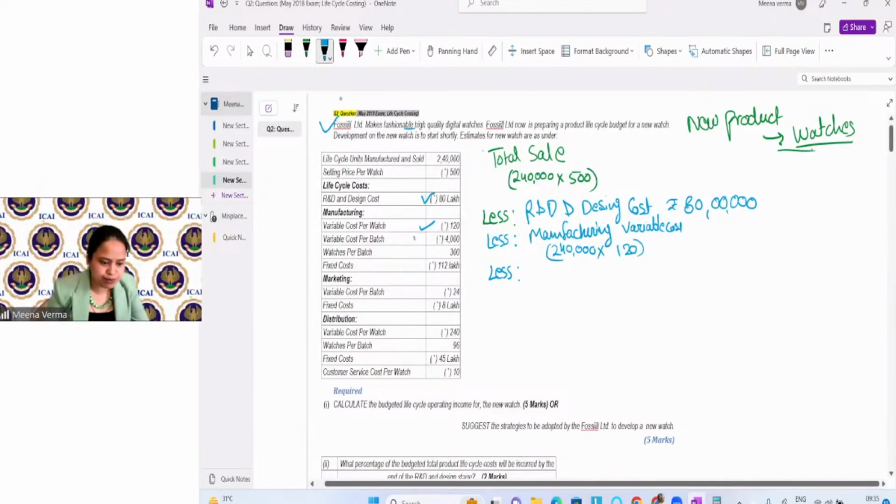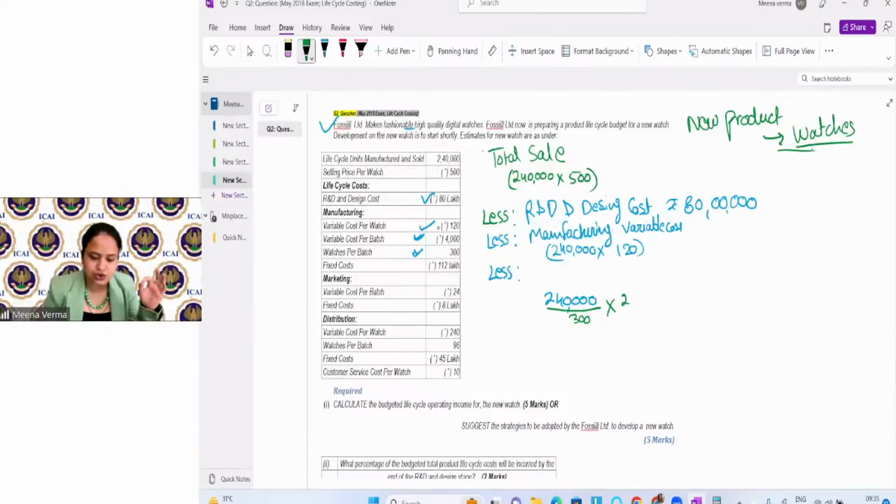Variable cost per batch. Watches per batch is 300. So you can see the company has total how many units? 2,40,000 units. These are the total watches the company has. And in one batch, the company will have how many watches? 300 watches. So this will give the number of batches. And the variable cost per batch is rupees 400.